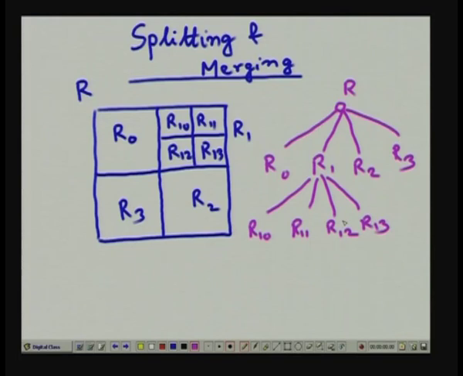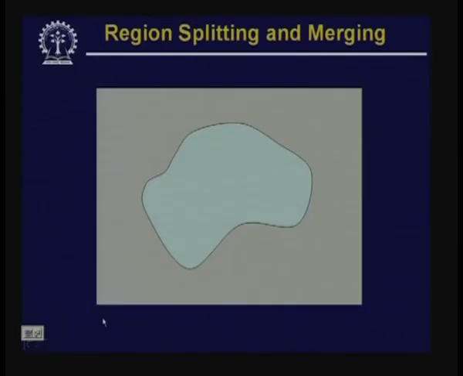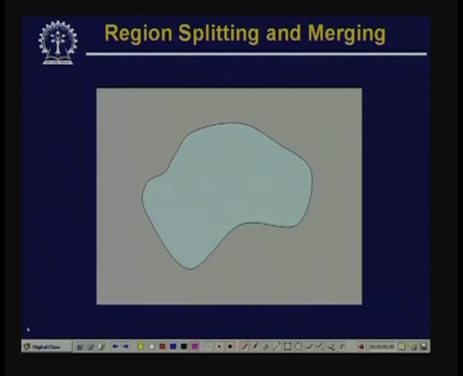Once such partitioning is complete, then you try to check all the adjacent partitions to see if they are similar. If they are similar, you merge them together to form a bigger segment. So, this is the concept of the splitting and merging technique for segmentation. Now, let us see this with the help of an example. Say I have an image of this form.